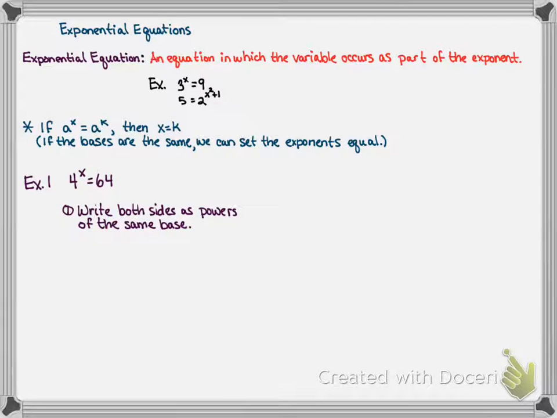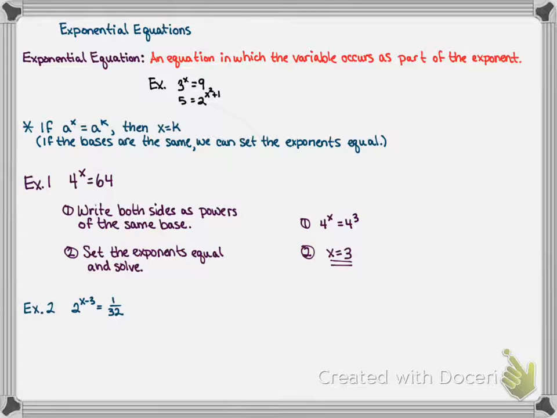First, we're going to see if we can write both sides as powers of the same base. I already have 4 to the x on the left. Can I write 64 as a power of 4? Yes. 4 to the x equals 4 cubed, because 64 is equal to 4 to the third power. Set the exponents equal and solve. So the bases are the same, they're both 4, so set x equal to 3, and this one is already solved, so our answer is x equals 3.